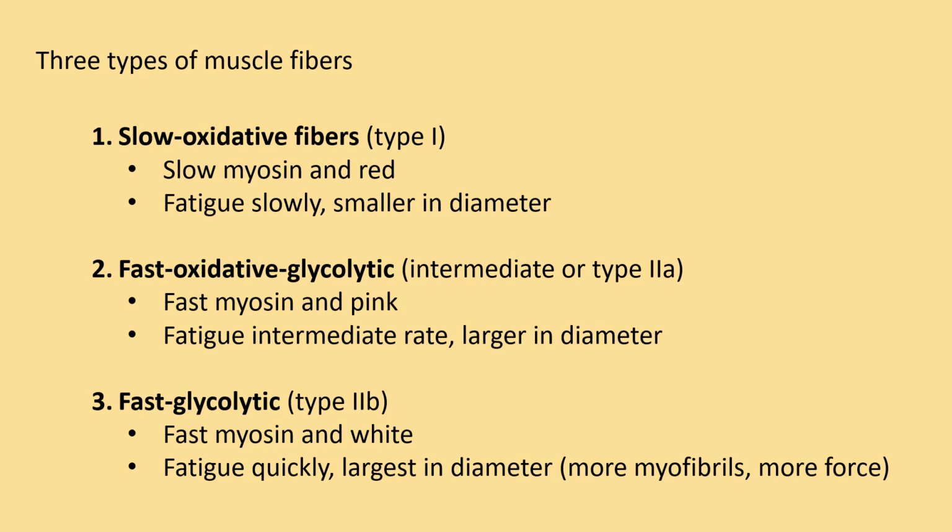They're not white, they're not red, they're pink because they have a moderate amount of vascularization and a moderate amount of myoglobin. And it turns out they also fatigue at a medium rate. So they have more endurance than the fast glycolytic fibers, but less endurance than the slow oxidative fibers. And they're also medium in diameter, so they are medium in the maximal amount of tension that they can generate.